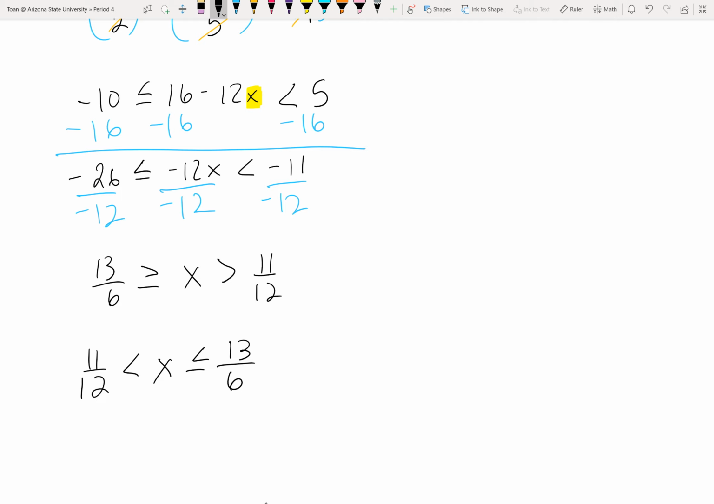But the question will say interval notation. So what is the interval notation? First, I'm going to visualize it on a number line. I hope it's not a big stretch of the imagination to see that the special numbers are 11 over 12 and 13 over 6. It's open on 11 over 12, closed on 13 over 6. Right. Feel free to object if you have no idea why.